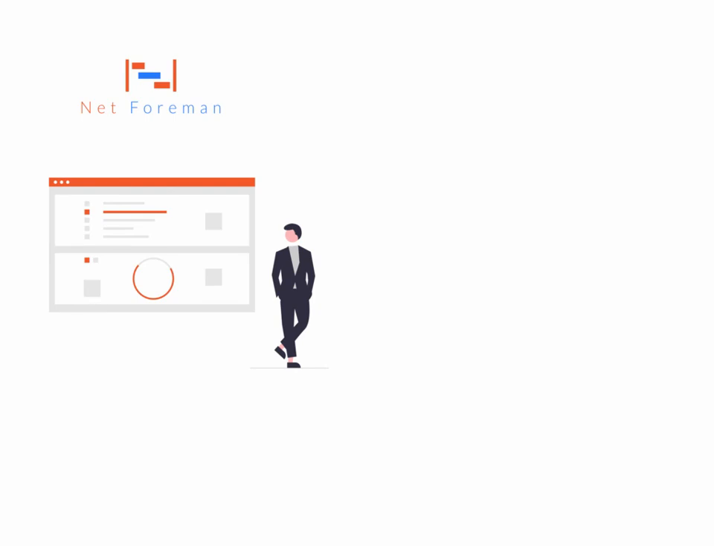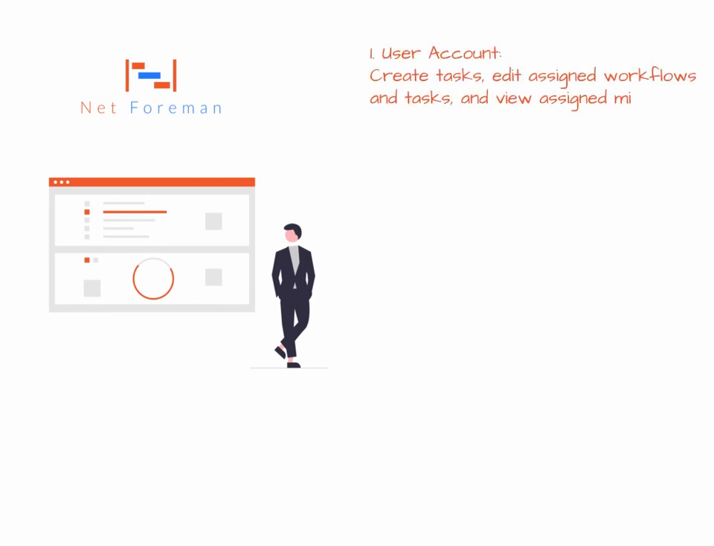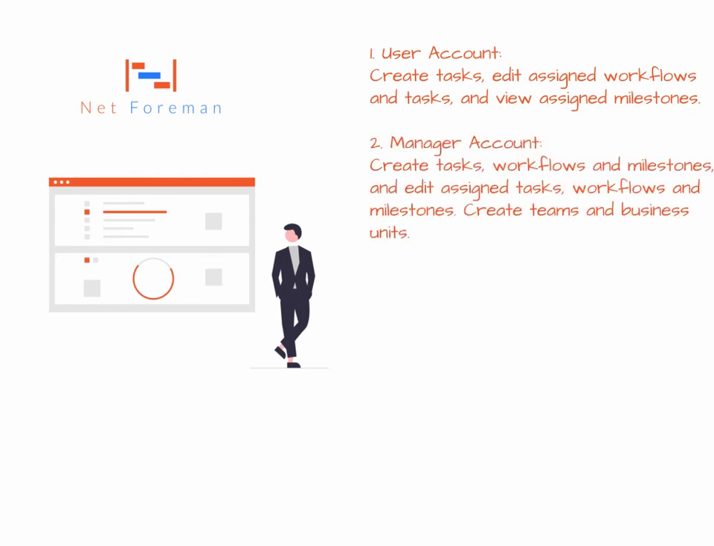User accounts. Foreman has 4 types of user accounts, each having more privileges depending on the tier. User accounts. This account type has access to create tasks, edit assigned workflows and tasks, and view assigned milestones. Manager accounts. This account type has access to create tasks, workflows, and milestones, and edit assigned tasks, workflows and milestones. Managers are also able to create teams and business units.